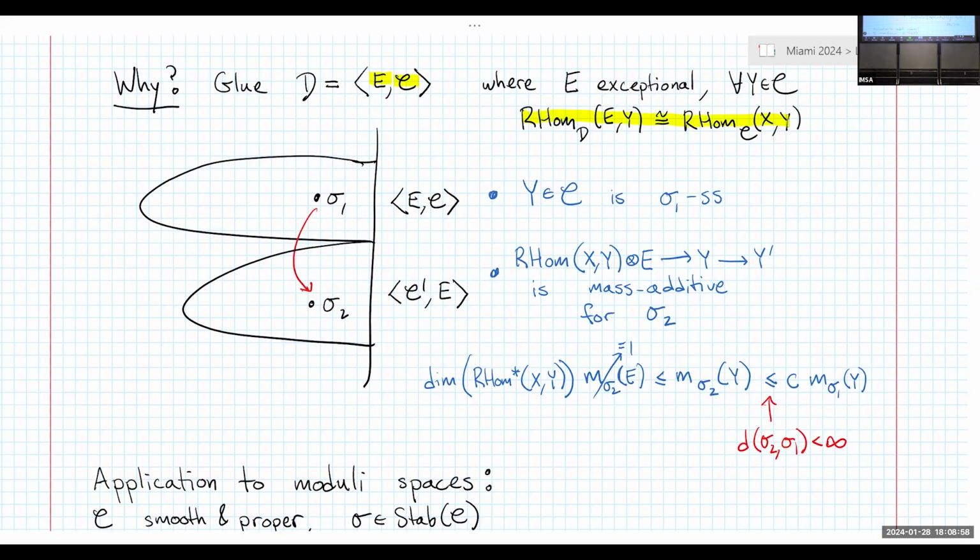And so I can glue, and that will again be a smooth and proper category. And I can find one stability condition, sigma one, such that the object Y itself is semi-stable. And then that's for this gluing. But there's another region I can glue in the opposite direction, and I can glue the same two stability conditions there.